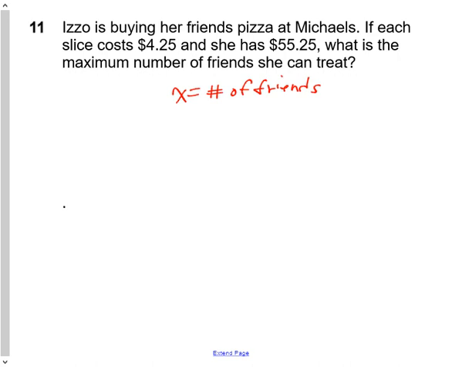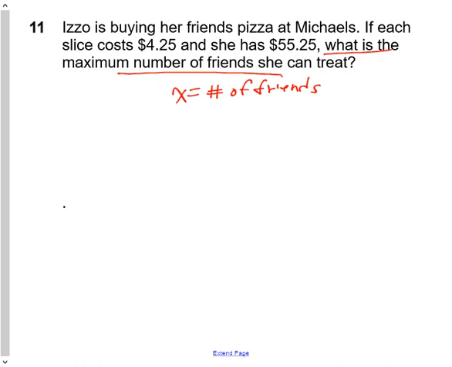How do I know that's going to be my variable? Well, it's because it's what the question is. It says, what is the maximum number of friends? So usually the question is going to be your variable, usually. So if I think about it, it's $4.25 per friend. So let me just put this in.